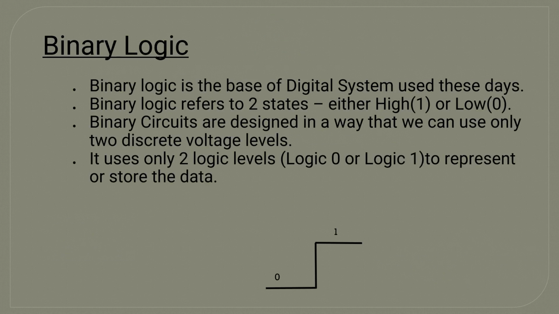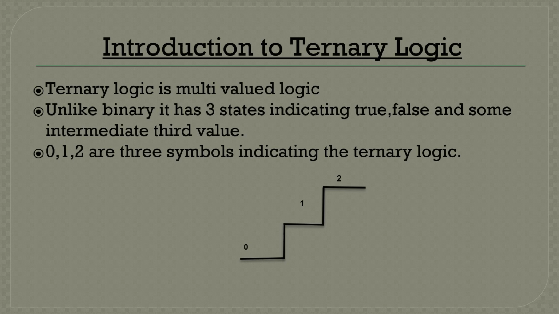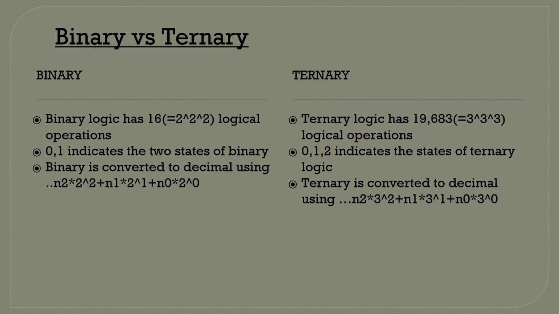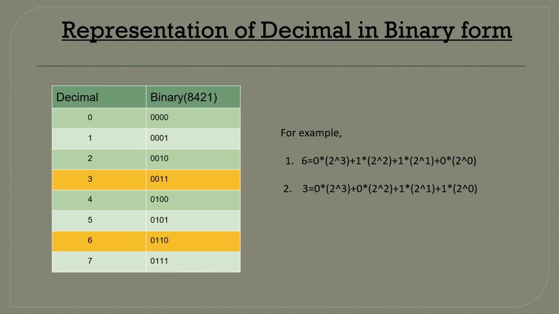In binary logic we can see that it has two logic levels, 0 and 1, where 0 indicates ground and 1 indicates VDD. In the same way, in ternary logic 0, 1, 2 are the three logical levels, where 0 indicates ground, 1 indicates VDD by 2 and 2 indicates VDD. We can have a doubt: why ternary when there is binary? In ternary logic, as there are three logical levels, we can have many more logical operations when compared to binary. So we use ternary when compared with binary.